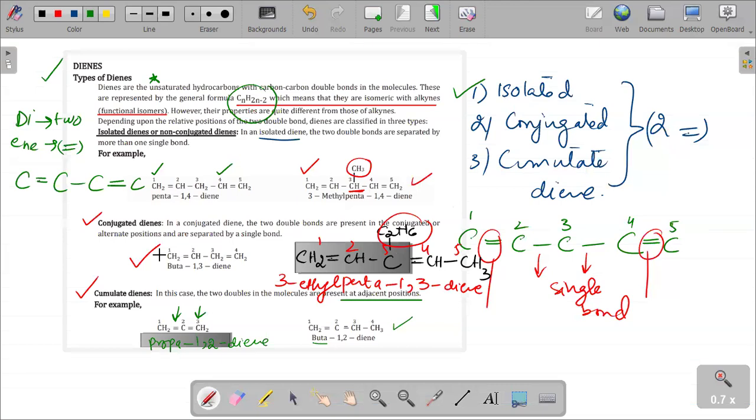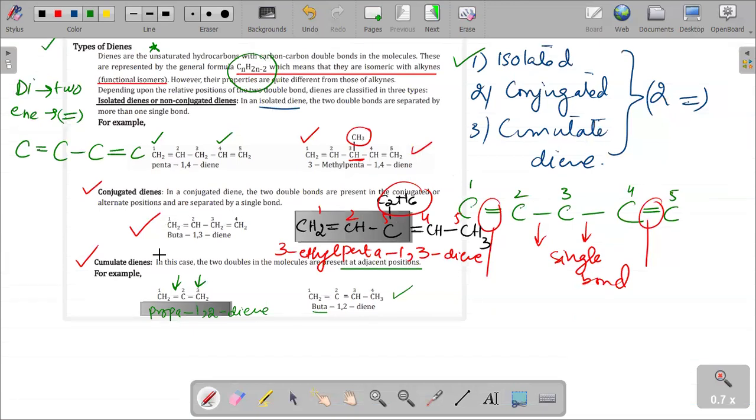Now, there is another question that keeps coming into the students' minds, and that even came in the exams: out of these 3 types, which one is the most stable class of the diene? Is it the isolated diene, the conjugated diene, or the cumulated diene? If we say that a conjugated diene is the most stable one, then why is it more stable? So the next slide is all about the stability of the dienes, of any class of the diene.